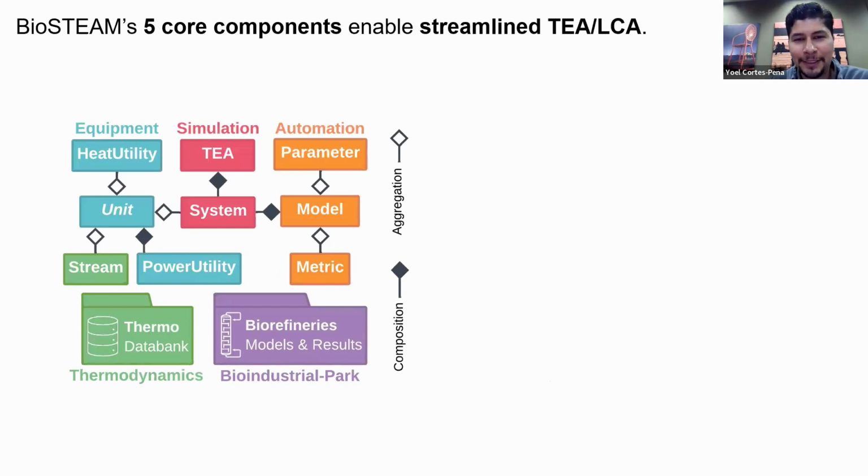All right. Now, if this is your first BioSTEAM workshop, you might not even understand what is behind BioSTEAM. So I'd like to give you a bit of a preview of the structure of the software. BioSTEAM includes five core components, which enable streamlined TEA, techno-economic analysis, and LCA, life cycle assessment.